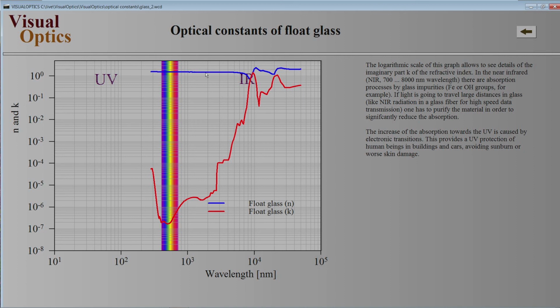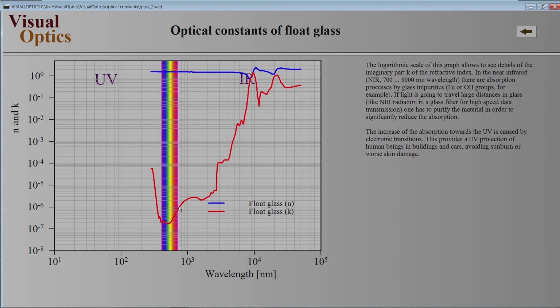The real part n here is compressed now to almost a straight line with a few wiggles for the vibrational modes. The imaginary part k now goes through a minimum of about 10 to the minus 7, so really very, very small absorption in the visible, lowest in the green part here, and rising then towards the near infrared. And in the near infrared, also in the ultraviolet, we see now absorption. It's weak, but on a few millimeters of glass, it's really noticeable.